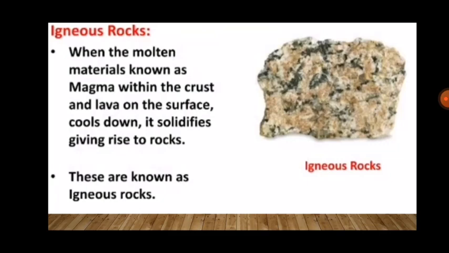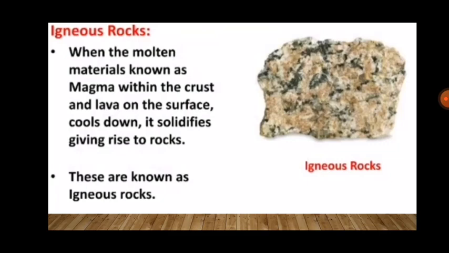Now when the molten material known as magma within the crust, and lava on the surface, cools down, it solidifies. It solidifies means it gets formed and gives rise to rocks. Now these are known as igneous rocks. When the lava within the earth crust starts cooling down and solidifies, it becomes a rock. These are known as igneous rocks.